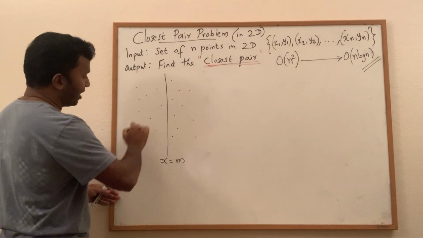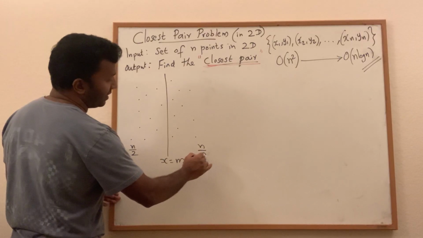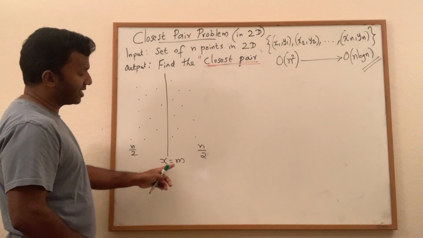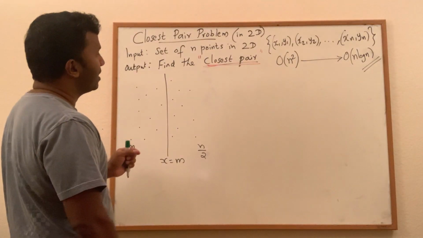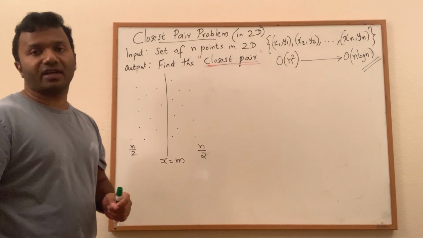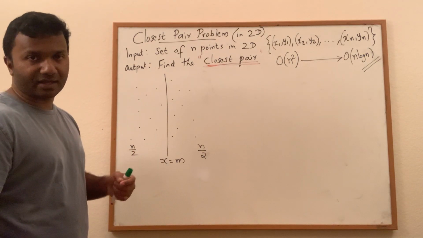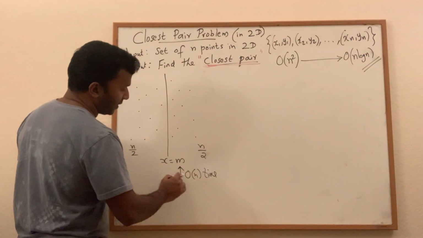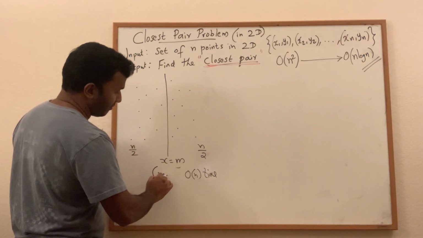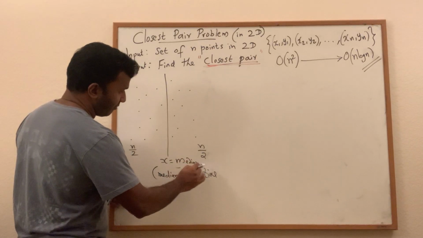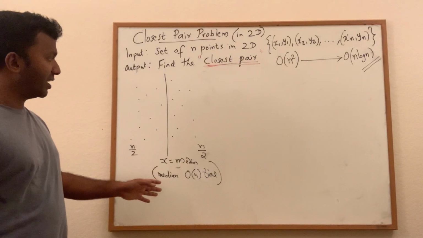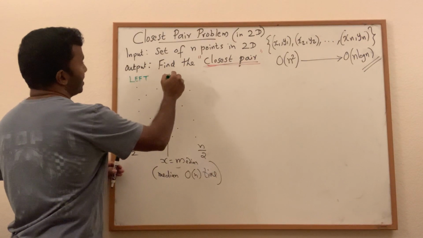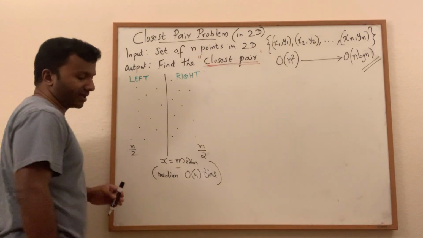Roughly the same means this side we have roughly n over 2 points, and this side also has roughly n over 2 points. And the way we're going to achieve this is by drawing this line x is equal to m, where m is the median of all the x coordinate values, and median can be computed in linear time, right? So this m can be computed in O of n time. Okay, so first step is find the median, split the points into two regions, and let me call these regions the left region and the right region.